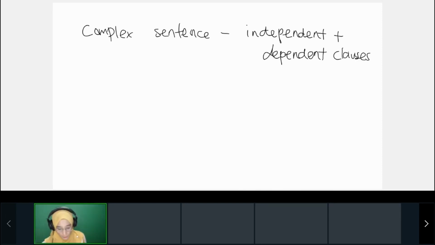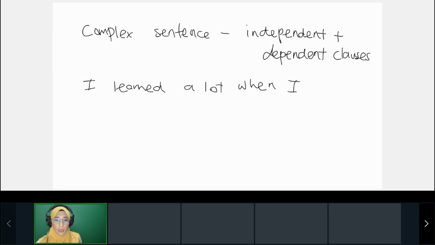Let's take a look at a sentence given in the slides. Let's write it here: I learned a lot when I was in school. So like I said before, an independent clause can stay on its own, whereas a dependent clause has to attach with the independent clause.